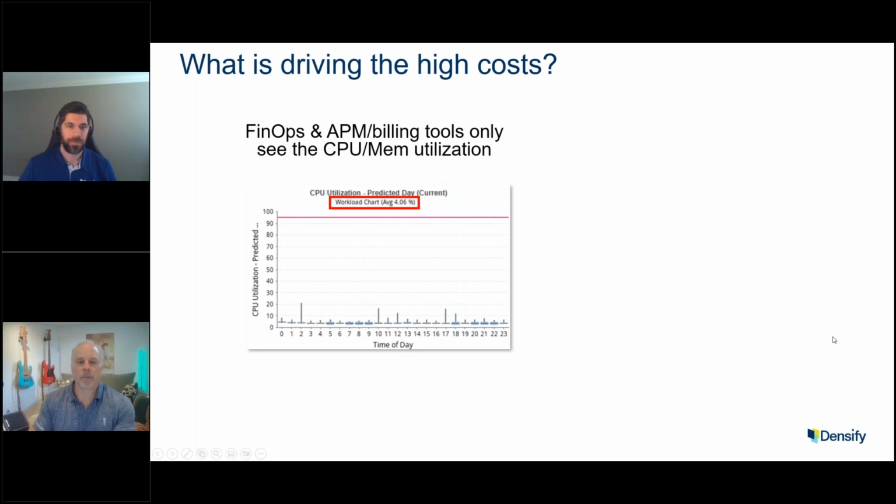Okay, so let's talk about what's driving the high costs here. What is this telling us here, Joel? Yep, so that's the problem. So we've outlined the problem. How do we get visibility, even at high level, to know how off are we, right?